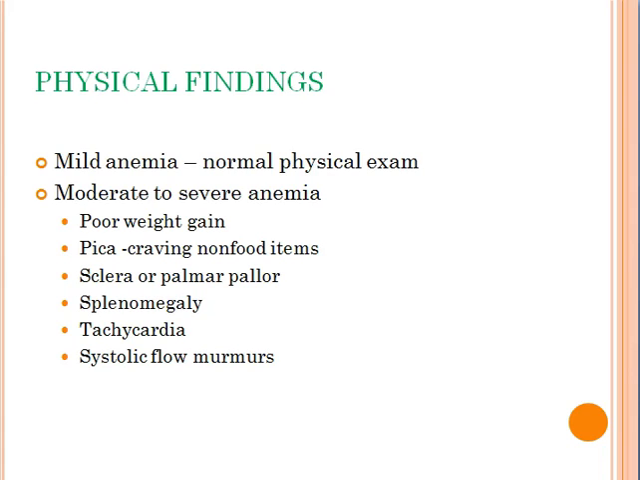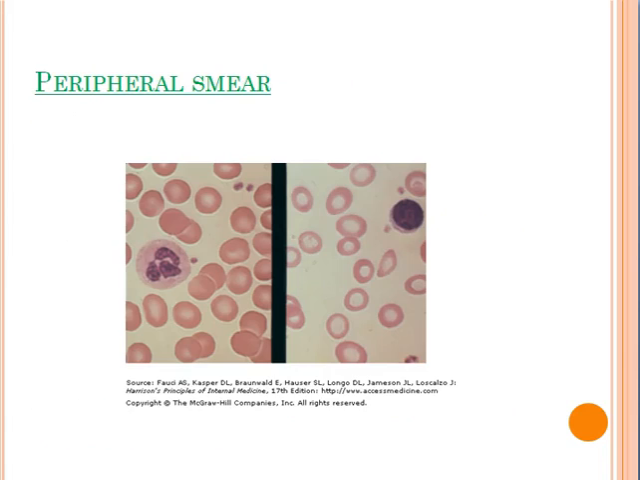So physical findings, mild, you may not see any at all, and moderate to severe, hopefully you're not seeing these signs and symptoms, but occasionally, if you don't catch them early, you'll see poor weight gain, pica, pallor, splenomegaly, tachycardia, and flow murmurs. So those are things that we will see with moderate to severe.